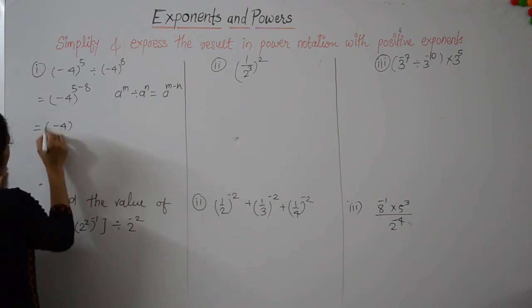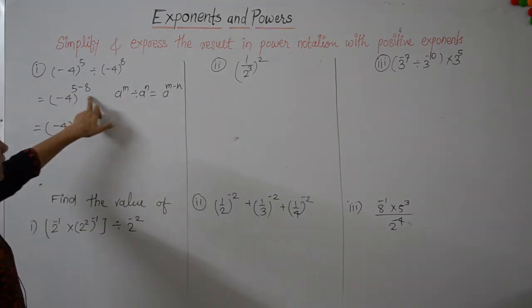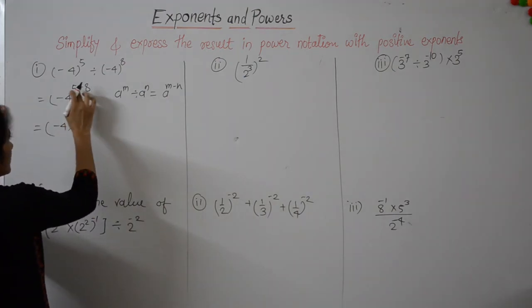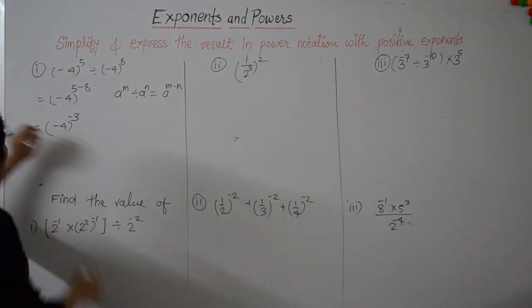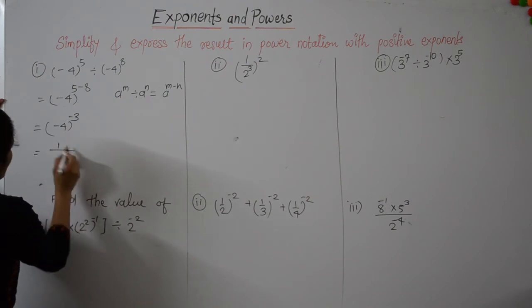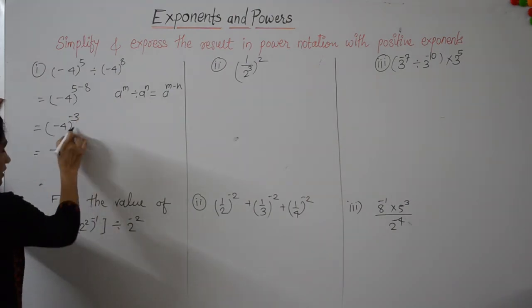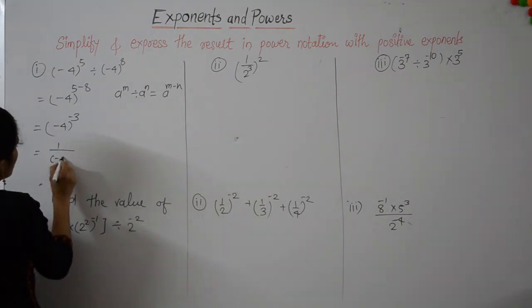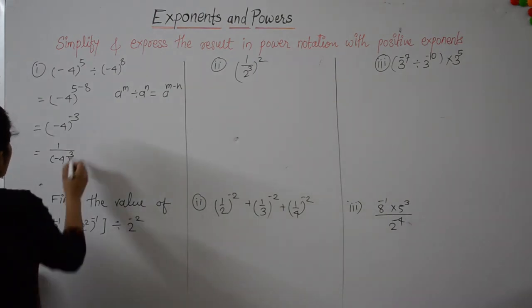This is equals to minus 4 raised to power 5 minus 8, which is minus 3. Subtract 5 from 8 and write the sign of the bigger number. So again, if you have to convert this into positive exponent, you have to take the reciprocal of minus 4. The reciprocal of minus 4 is 1 upon minus 4, and this sign will become plus.